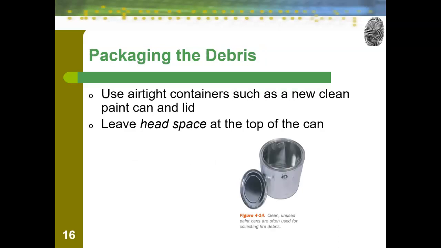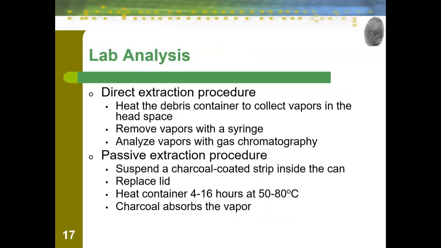Now, when it comes to packaging the debris, we're going to use airtight containers. Most often, they use clean and new paint cans with lids because they can get an airtight seal. Now, they do not fill them all the way to the top. They do leave what is called head space at the top of the can, which is a gap between where you have your ash and where you're going to seal the can.